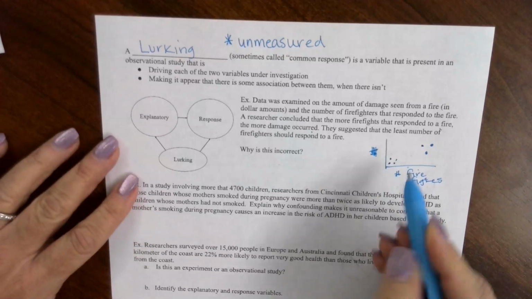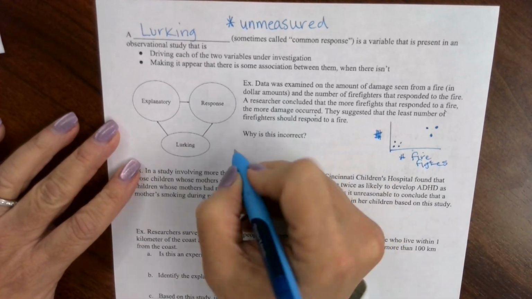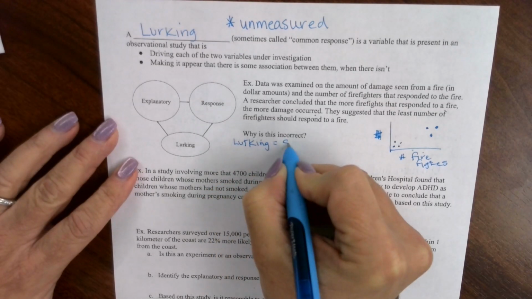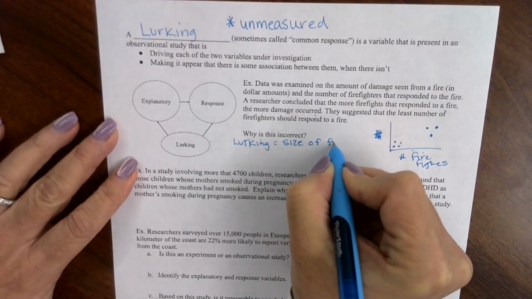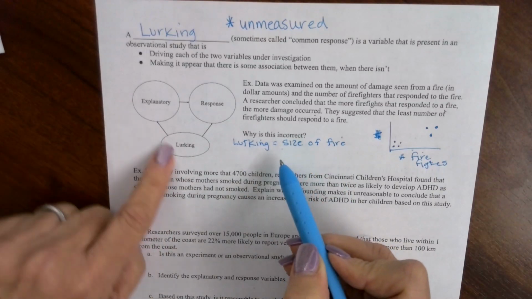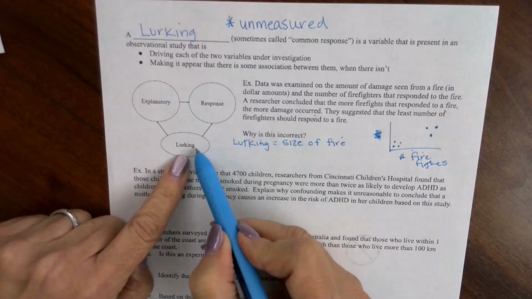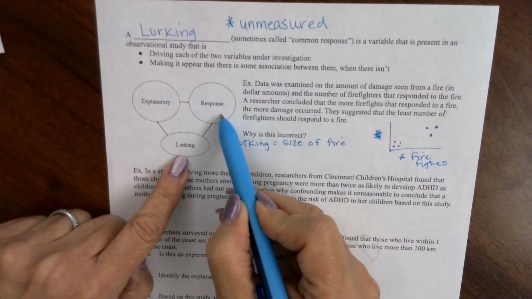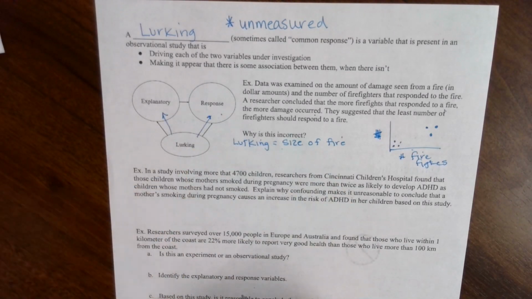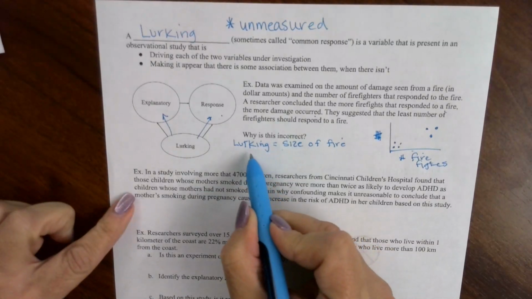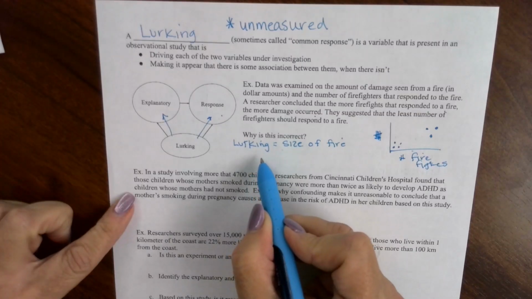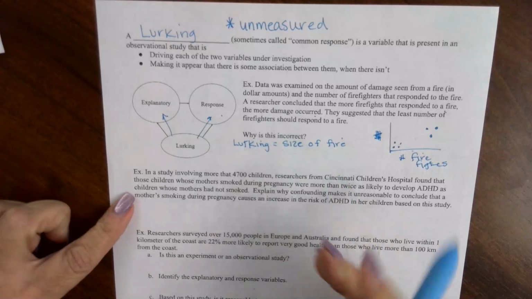Well, what's happening is we have a lurking variable right here, and the lurking variable is going to be the size of the fire. So the size of the fire is going to drive how many firefighters you have, and it's also going to drive the cost of the fire. So the bigger the fire, the more firefighters, and the bigger the response. So this would be something that is a lurking variable. It's not measured like confounding with the sun. This is just something that's kind of a matter of fact, right?